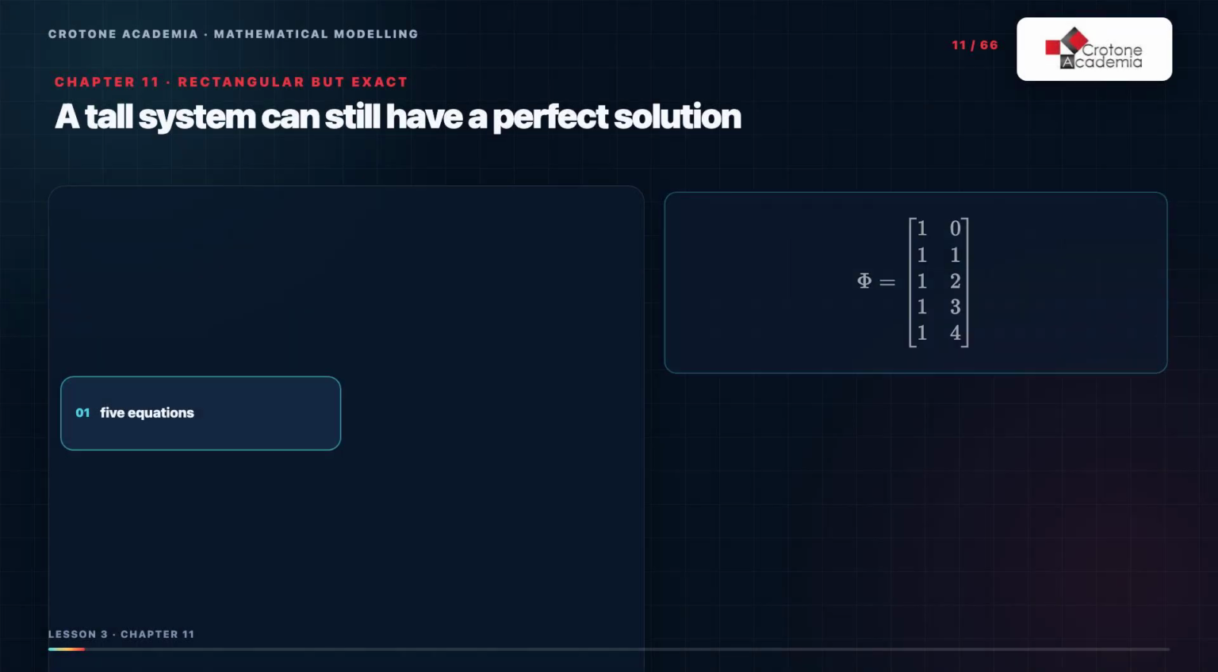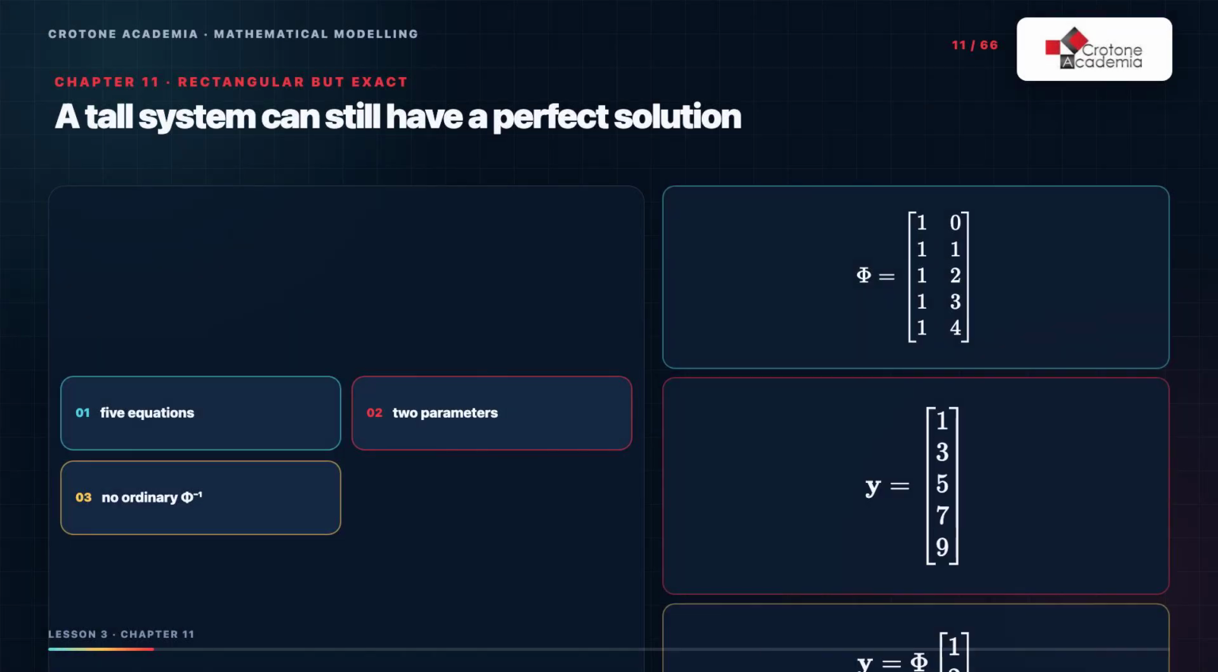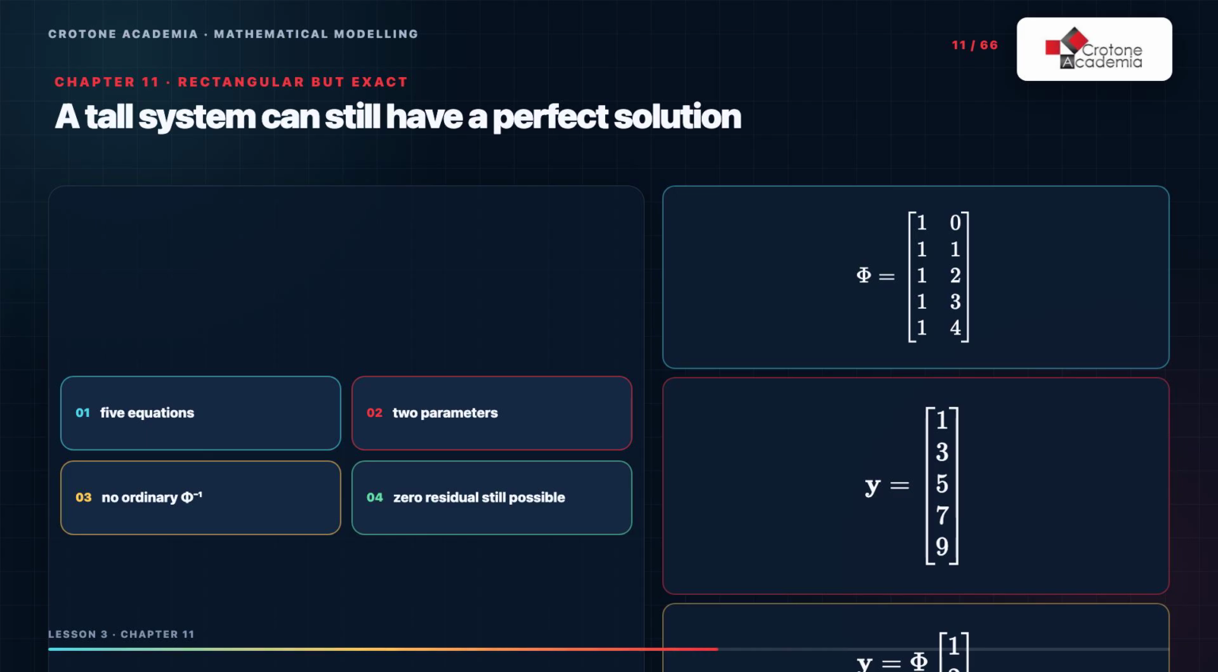Now collect 5 points on the exact line 1 plus 2x. Phi has 5 rows and 2 columns, so it is rectangular and has no ordinary inverse. Yet the parameter vector 1, 2 satisfies every row. This is crucial. Lack of a square matrix inverse does not mean that no solution exists. It means only that phi inverse is not the correct operation. A tall system is exactly solvable whenever the observed vector lies among the predictions the columns can generate.